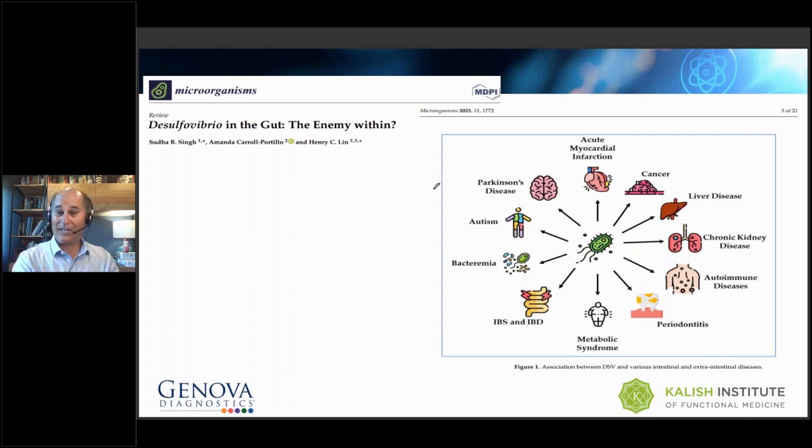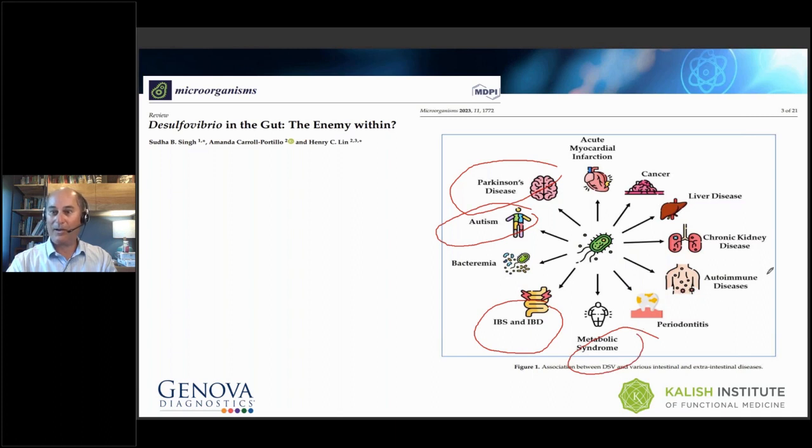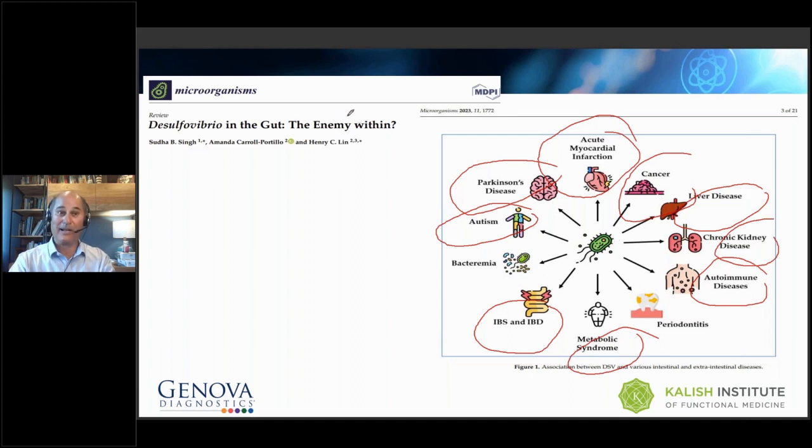It's obvious that you should check them with a GI effects test. That seems pretty straightforward. However, if you have patients that have Parkinson's, autism, IBS, metabolic syndrome, problems with autoimmunity, kidney disease, liver disease, cancer, or anything to do with their cardiovascular system, if there's problems anywhere in there, then you're also going to want to check their gut bacteria.